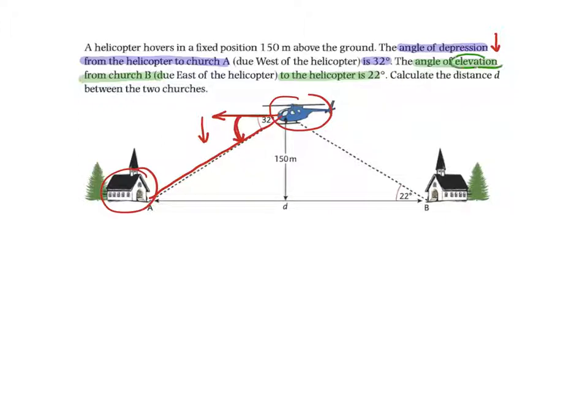Angle of elevation, elevate from elevator means go up. So from church B, if you are at church B here and you look straight horizontally, in order to see the helicopter, you need to look up, your eyes turn up by an angle of 22 degrees. This is called the angle of elevation from the church to the helicopter, because you are at the church, look right in front of you, and then your eyes turn up to see the helicopter. This is called the angle of elevation.